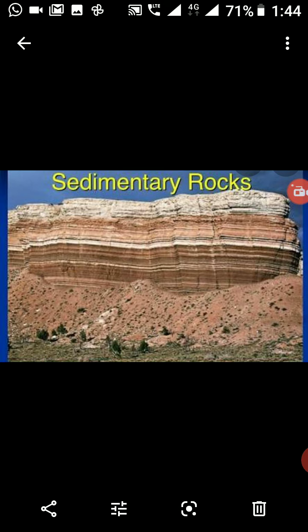Next is non-clastic or chemical origin. Generally formed by precipitation, evaporation, or crystallization from aqueous solutions carrying the weathered material in a dissolved state. The best example for chemical origin is limestone. You can see the huge sediment formation of limestone in caves and all.